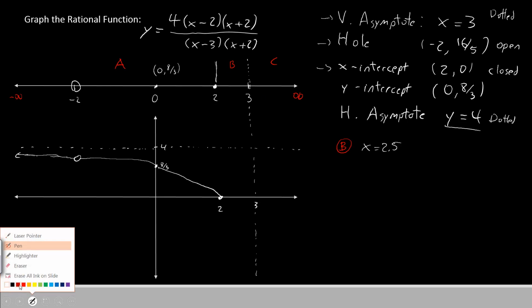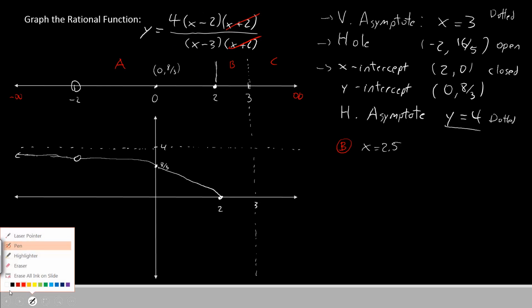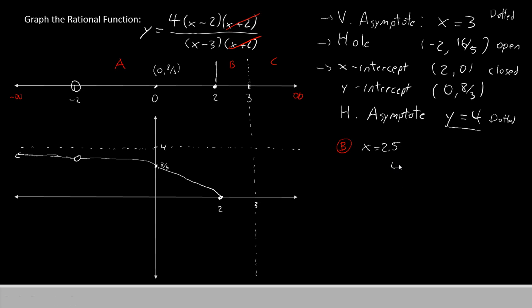Now to make your math a little bit easier, you might notice that the x plus 2 and x plus 2 represented the hole, so we won't need to use that part of it. Again, we'll just use the simplified form. So we'll have 4 times 2.5 minus 2 divided by 2.5 minus 3. Now we don't really need to compute this. That would be kind of a pain. All we're interested in is which pieces are positive and which pieces are negative.